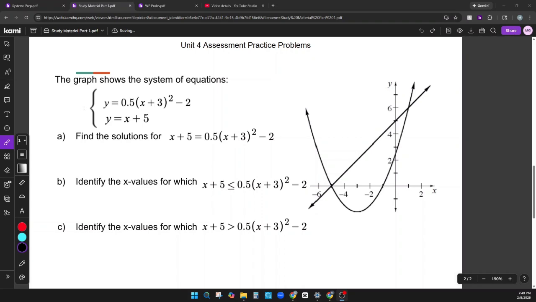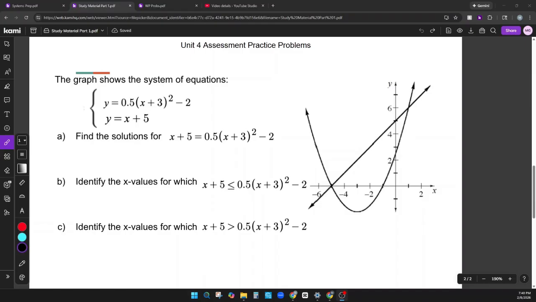Hello, hello. This video will be going over our Unit 4 Test Prep Part 2. This will be going over sections number 3 and number 4 for our test. There will only be one question of each of these types, but it is still very important that we understand the process of how to solve these.